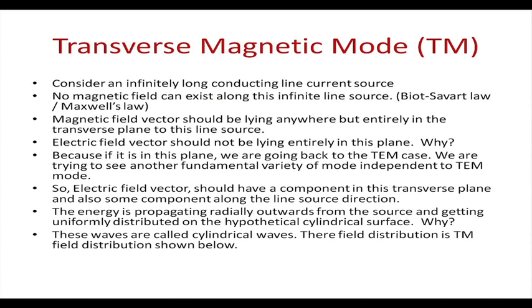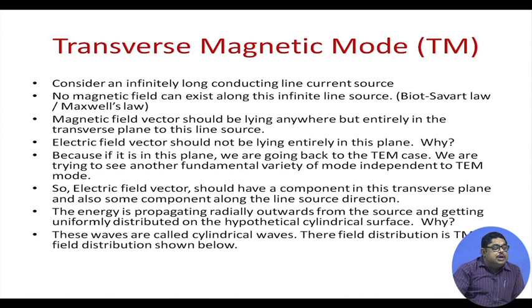So, we say that both the electric field vector and magnetic field vector were in the perpendicular plane. Here we say that since we are trying to see whether another mode is possible, another independent solution of Maxwell's equations is possible, that is why we are checking that the electric field vector should not be lying entirely in this plane, because if it lies entirely in this plane, that is a TM case. So, if it is in this plane, we are going back to the TM case.